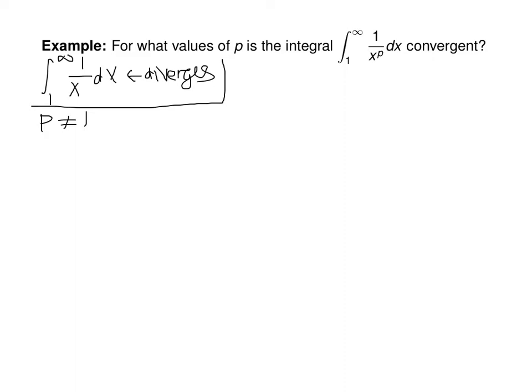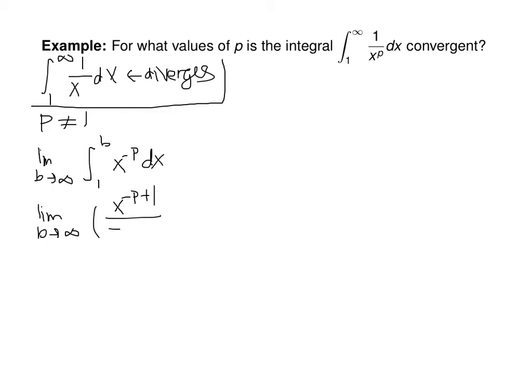So we'll find the limit as some b goes to infinity, integral from 1 to b, and let's make that x to the negative p dx. So you have the limit as b goes to infinity. Now the antiderivative of x to the negative p is x to the negative p plus 1 divided by negative p plus 1, evaluated from 1 to b.